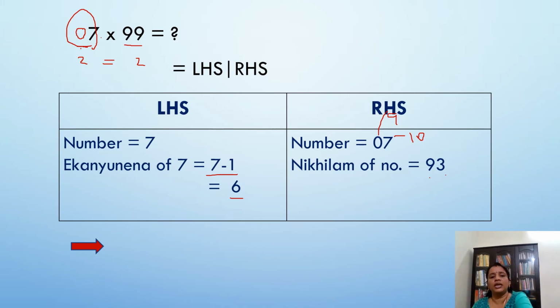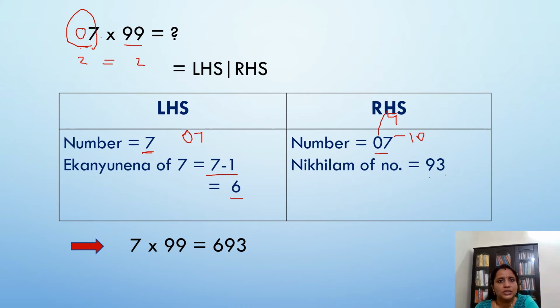Here you may be having a question. Why haven't I taken 07 here? If you need, you can go for 07. But why I have left it is, it is a leading 0. Before the LHS, I don't have any other numbers here. But here in the RHS, it is a continuity of the answer.